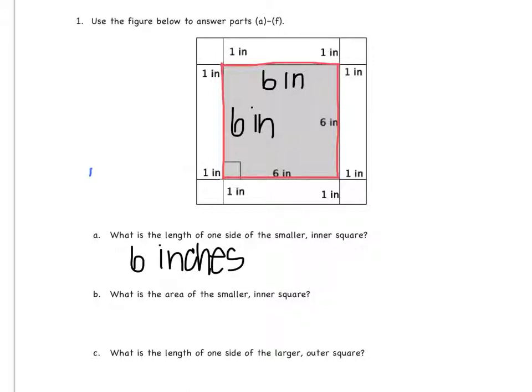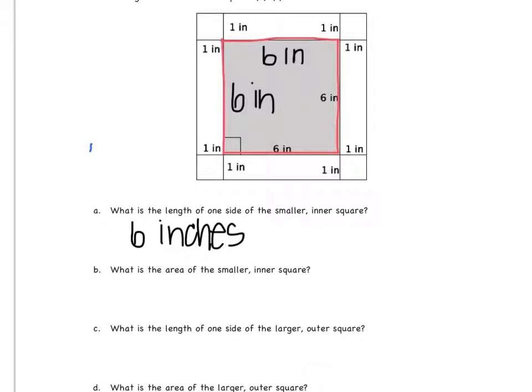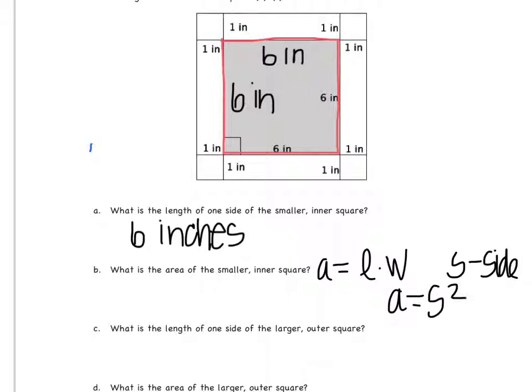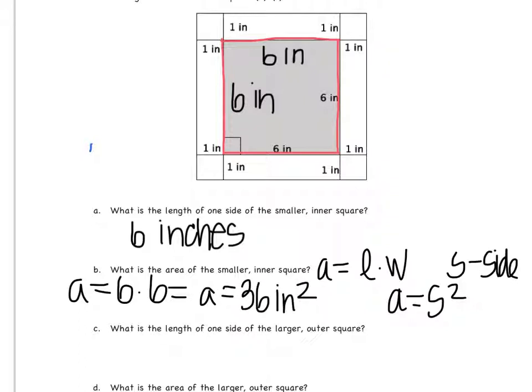And it wants to know what is the area of an inner square. Remember that area equals length times width. And since it's a square, my length and width are the same. I don't know if you remember representing your length and width as S for side. And so your area is equal to your side squared because you're doing side times side. So my area is going to be equal to 6 times 6. So my area is 36 inches squared. Make sure you have your units.